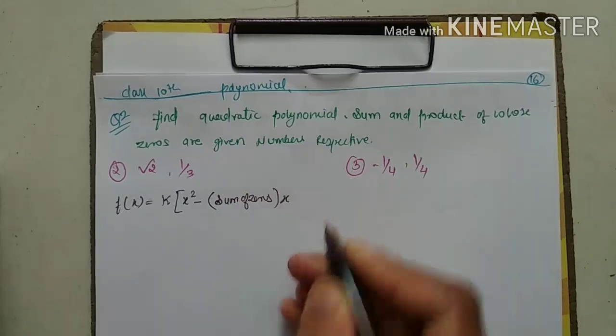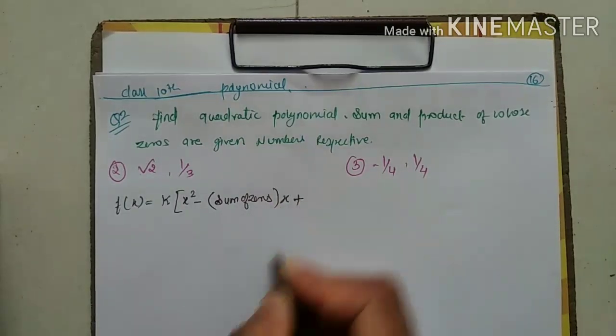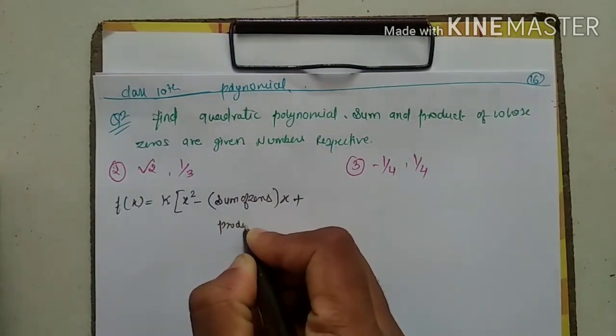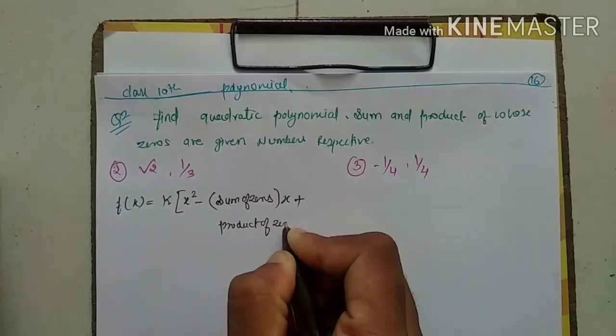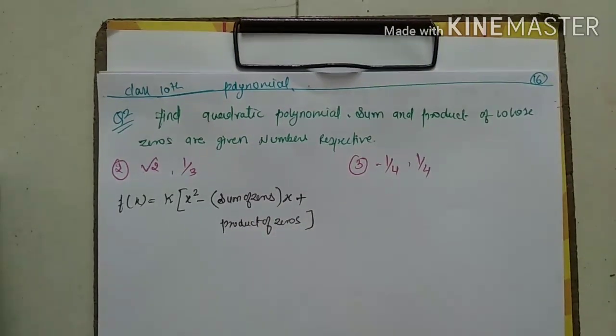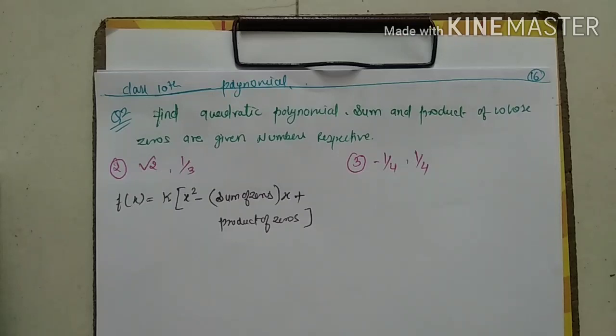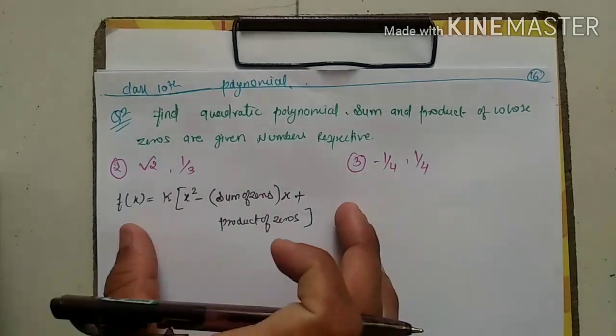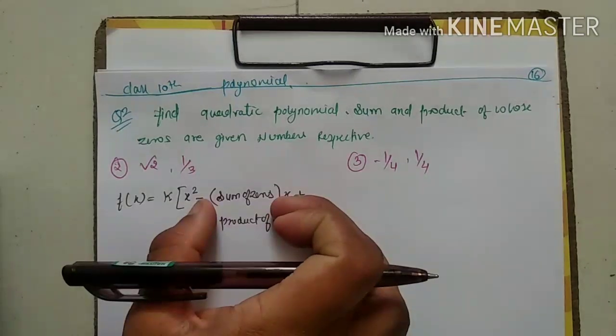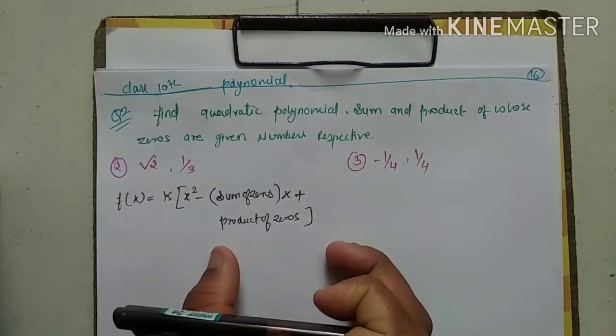zeros into x plus product of zeros. I think you are understanding. We have done these questions; above we have done the same thing. So whenever we are doing this, it will be like this only. We always write the sum of zeros, then we write the product of zeros.